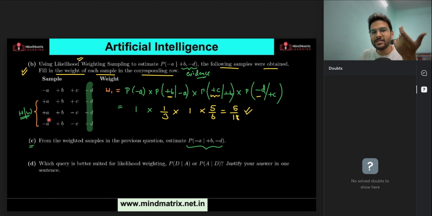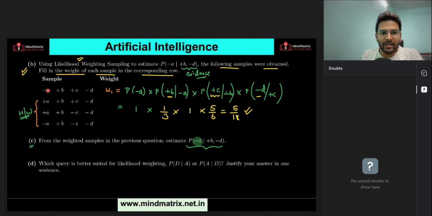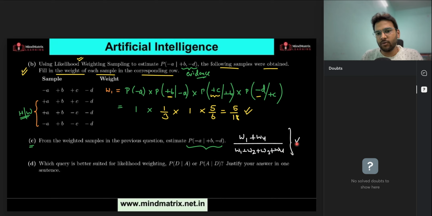So in the numerator part, can I say it will be the addition of weights of all the samples? Yes. And in the numerator you will be having only minus A. So for the first sample, W1 will be there and W4 will be there. It should be simply W1 plus W4 divided by W1 plus W2 plus W3 plus W4. Yes or no? This will give you the answer. Any doubt? Done? Fine.